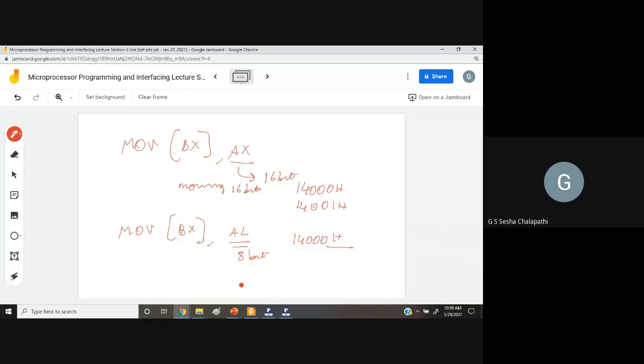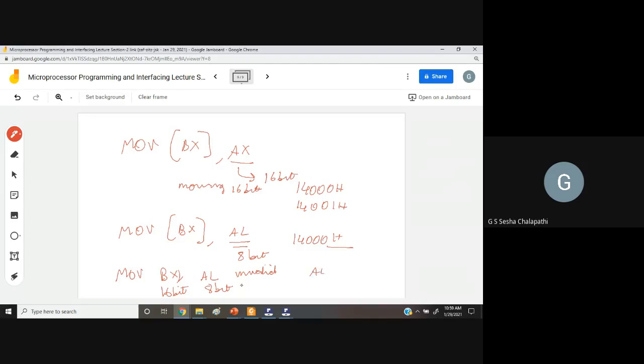This is valid. The example which Vignesh has given is something like MOV BX, AL. This is an 8-bit register and this is a 16-bit register. You are trying to move 8-bit data into a 16-bit register. Strictly speaking, this is invalid. However, some compilers will take the AL value, zero pad it with 00, and then move it into BX.